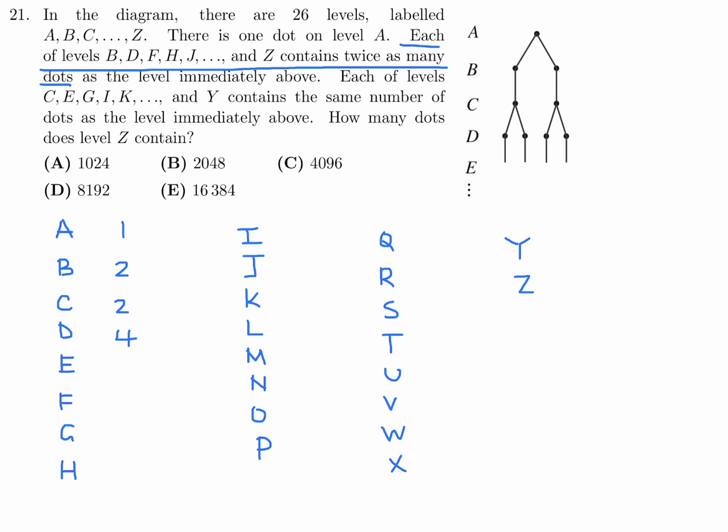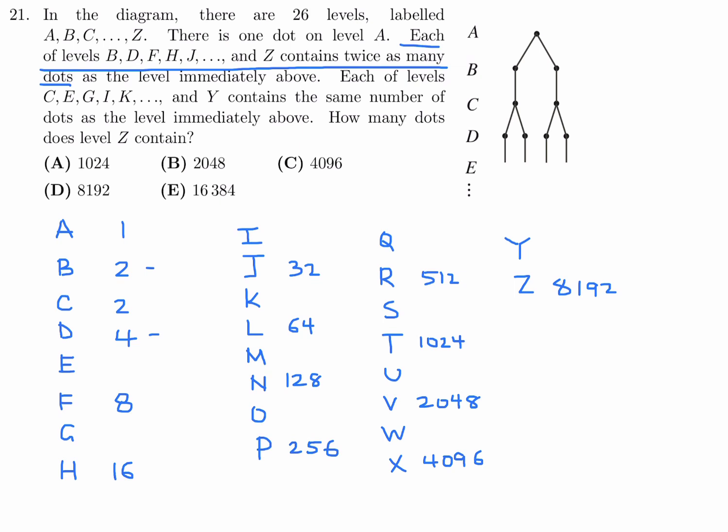So twice as many dots, right? So that means if this is 2 and this is 4, this will be 8, and this will be 16, and so on, right? So every second one it will double. So this is 32, 64, 128, 256, 512, 1024, 2048, 4096, and then it's 8192, right?